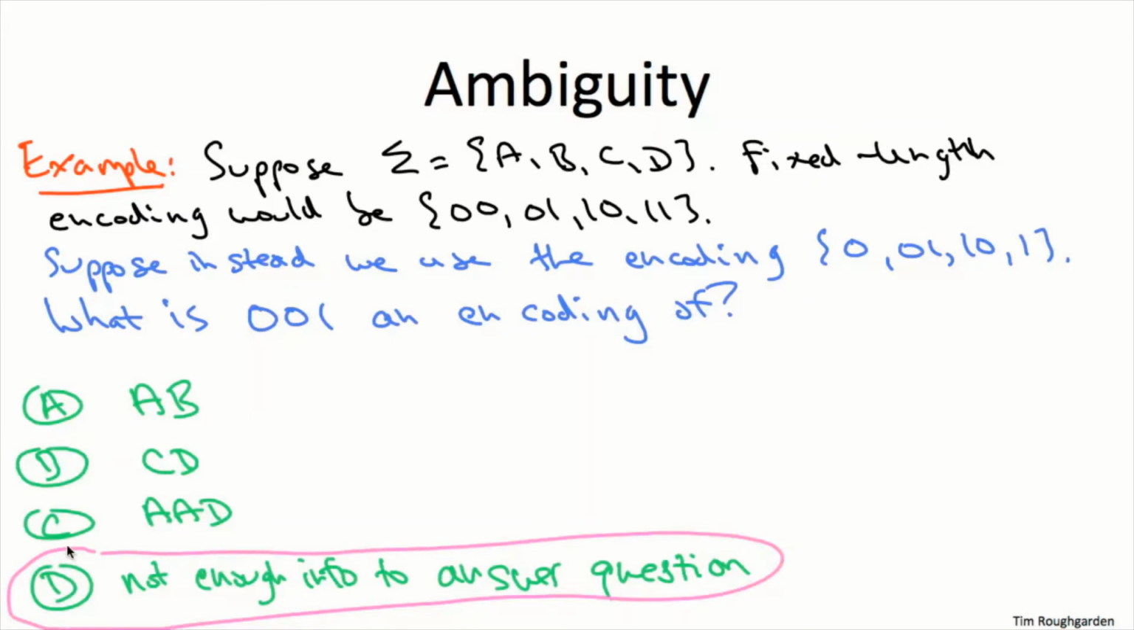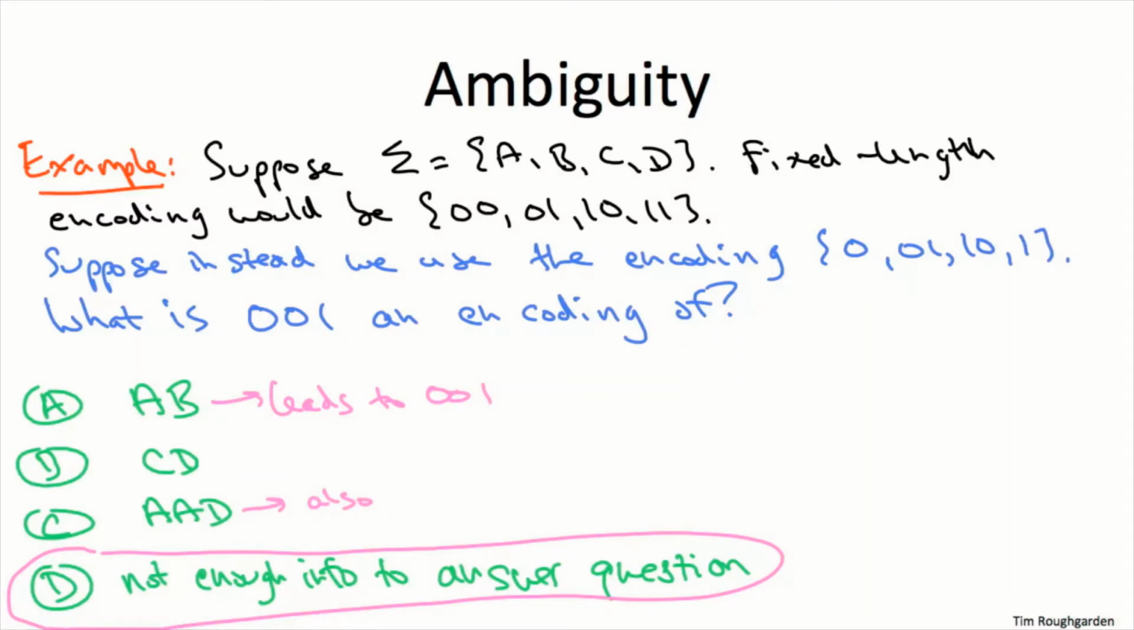The reason is that having passed to a variable length encoding, there is now ambiguity. There is more than one sequence of original symbols that could have led under this encoding to the output 0, 0, 1. Specifically, answers A and C would both lead to 0, 0, 1. The letter A would give you a 0, the letter B would give you a 0, 1, so that would give you double 0, 1. On the other hand, AAD would also give you 001, so there's no way to know.